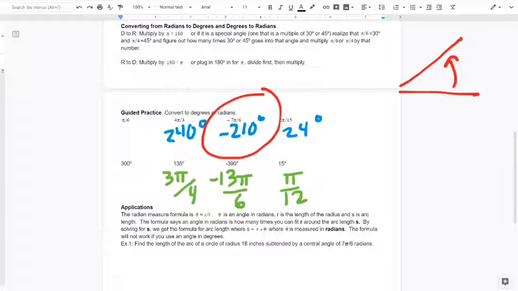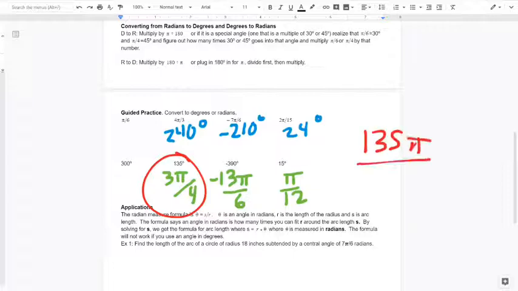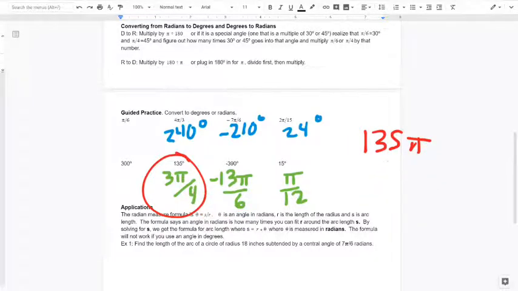Now for the bottom row, you're going to multiply by pi over 180. So I got this by doing 135 times pi over 180. And then this 135 over 180 simplifies to 3/4 because 135 and 180 are both divisible by 45. So 3 over 4. Alright, so now let's try 3 application problems to finish this out.